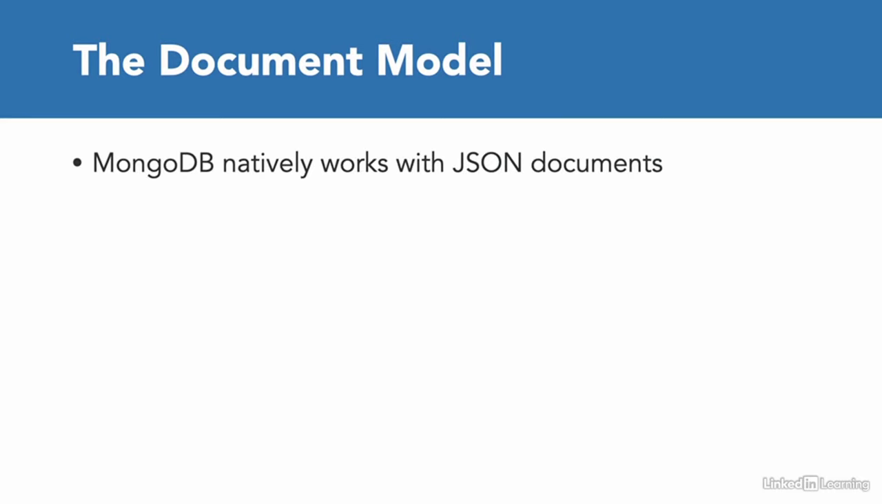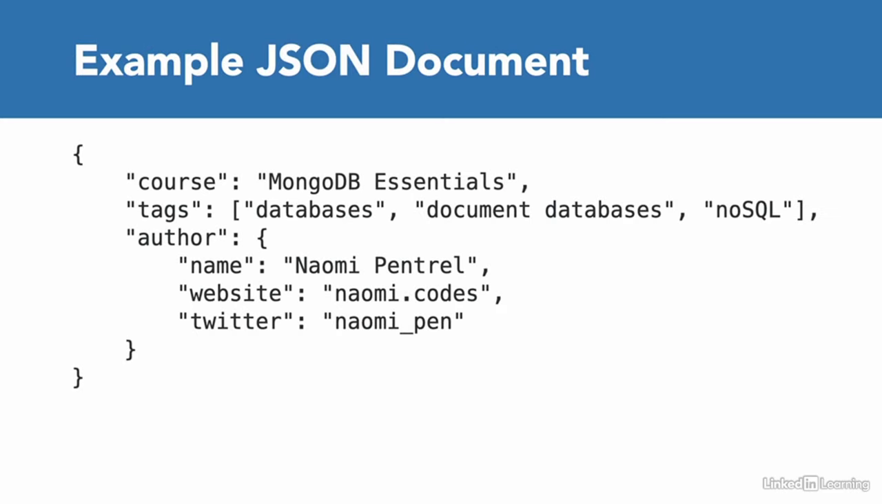One of the main features that differentiates MongoDB from many other databases is that it is built to natively work with JSON documents. If your application uses JSON to work with data, using MongoDB can save you a lot of time because you can store data as is. Here's an example JSON document.